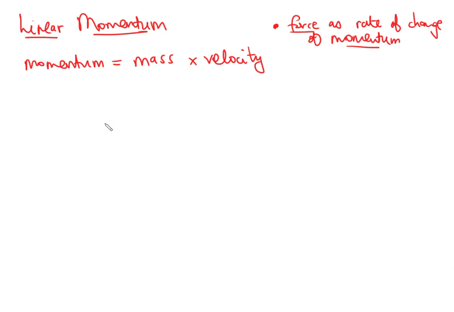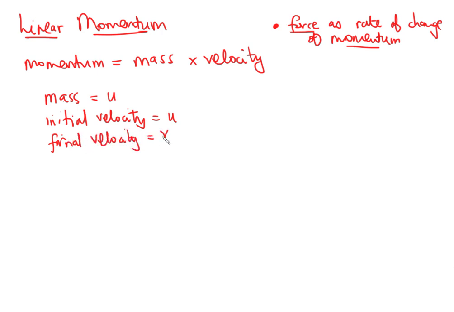So suppose that the mass of an object is m, its initial velocity is equal to u, and its final velocity is equal to v due to a force. So there's a force that was applied. The force increased the velocity from u to v, and the force that was applied on this mass was equal to F, and it was applied in a time t.